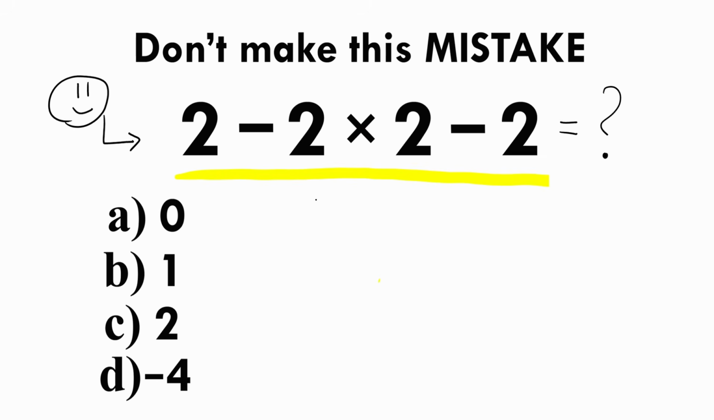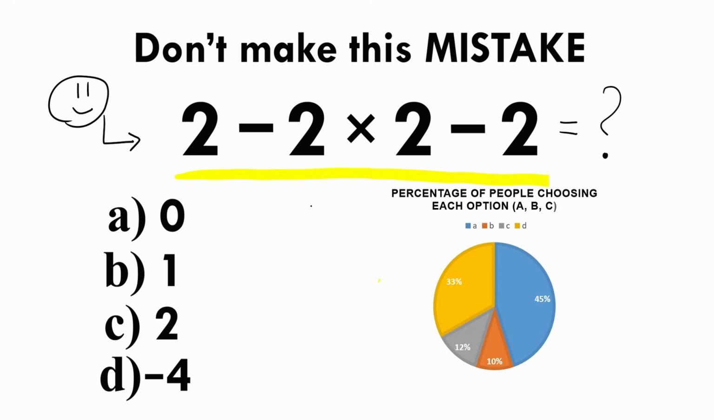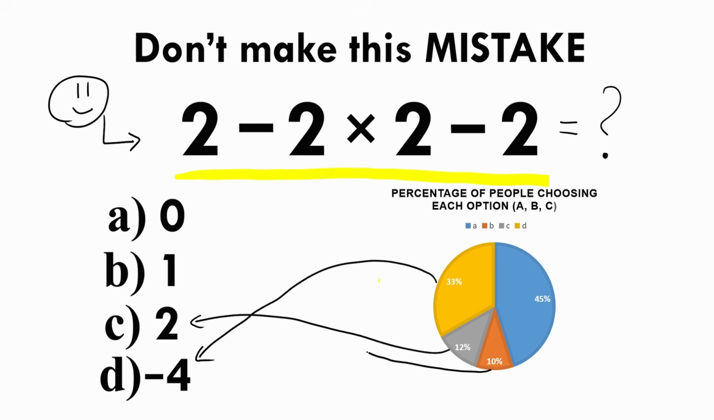Okay, so before this video, I made a quick poll and here's a quick result. 33% of people think that the correct answer is option D we have right here. 12% of people think that option C is the correct answer. 10% think that the correct answer is option B right here. And 45% of people think that the correct answer is A. So as you can see, our answers were split between two options. Obviously, we have option A with 45%, and we have option D with 33%. So our answers were split between two options.